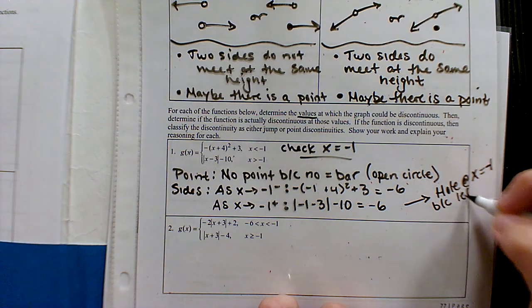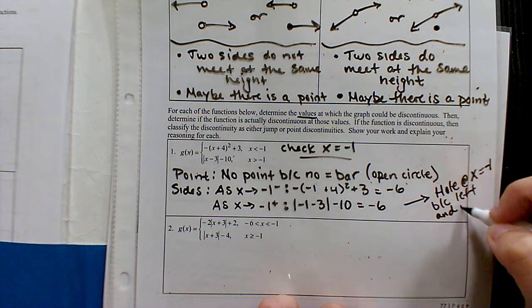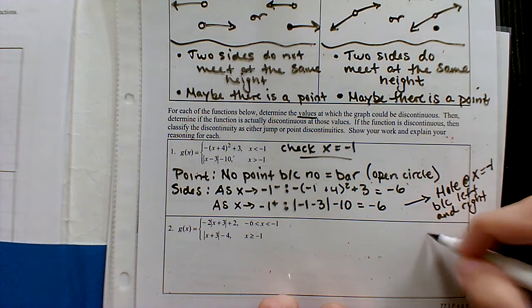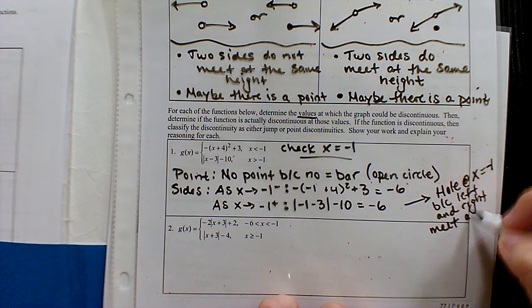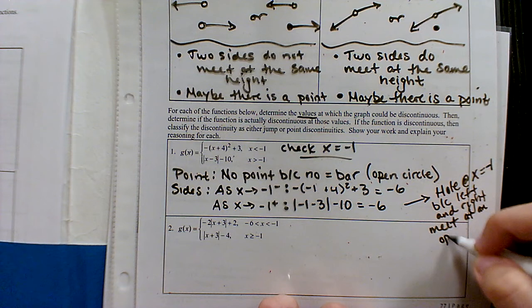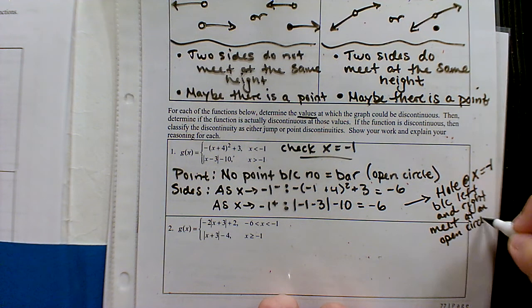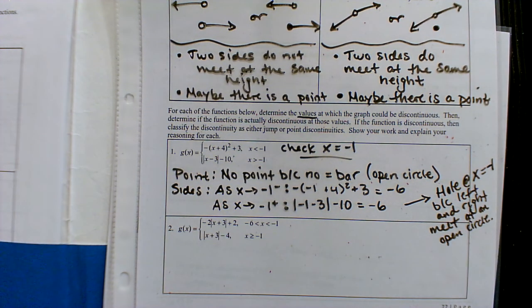Because left and right meet at an open circle. You see how we described the discontinuity even though we didn't have a graph? Okay, it's all based off of those equations.